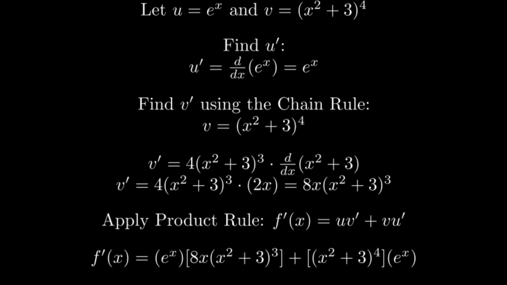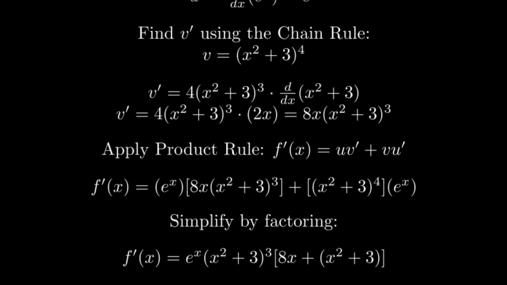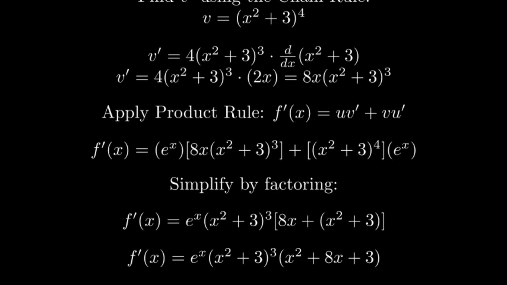This is the derivative, but we should always try to simplify it. We can factor out common terms. Both terms have a factor of e to the x and a factor of x squared plus 3 cubed. Let's pull those out. From the first term, we're left with 8x. From the second term, we're left with one factor of x squared plus 3. Cleaning up the last part gives us our final, simplified answer. This example shows how you must first identify the main structure of the function, in this case, a product, and then apply other rules as needed for the individual parts.